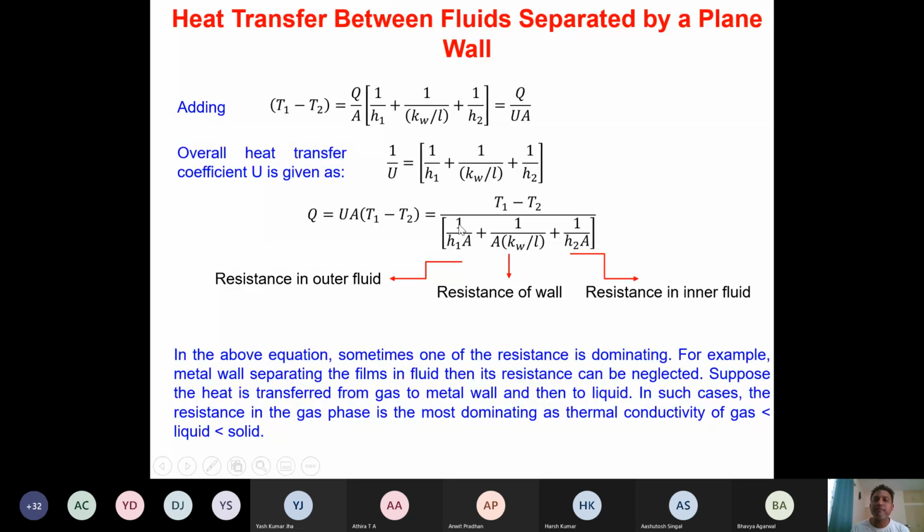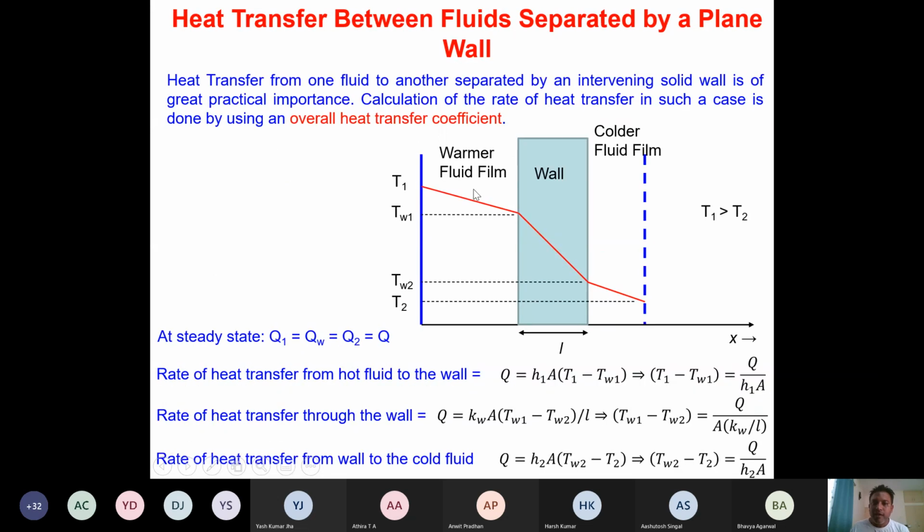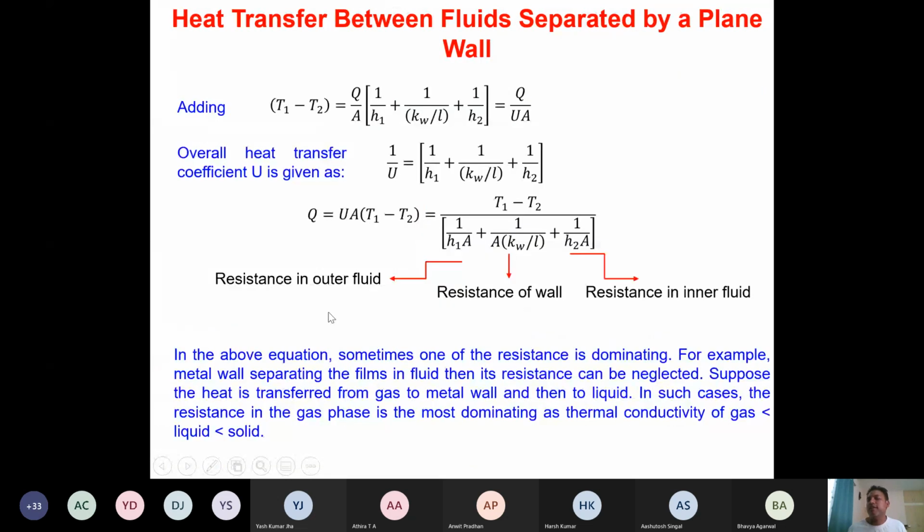So here you can see the overall heat transfer coefficient for a plane wall. If you look at the system here, there is convection taking place in the warmer fluid, there is convection taking place in the colder fluid, and there is conduction taking place in the wall. So all three effects are accounted for using an overall heat transfer coefficient, and we can use an equation similar to Newton's law of cooling, but instead of small h, now we will use a capital U, which is nothing but the overall heat transfer coefficient. So that is what we have done here.